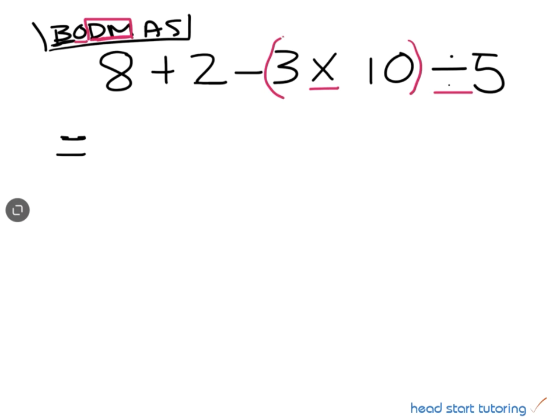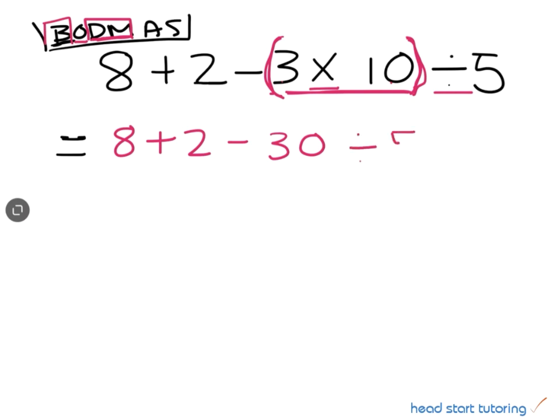So I put brackets around the multiplication, more just to remind me that I must do that before I do anything else. So that brings us back to our brackets. We're inserting our own brackets to remind us that this is the most important. We must do that first. So we can rewrite our entire sum and just work out what's in these brackets, our multiplication. So 3 times 10 is going to give us 30. So we rewrite that and then we divide by 5.